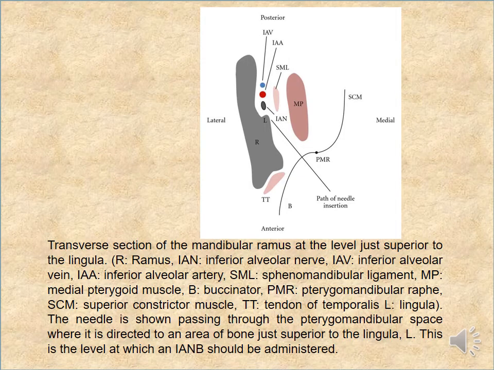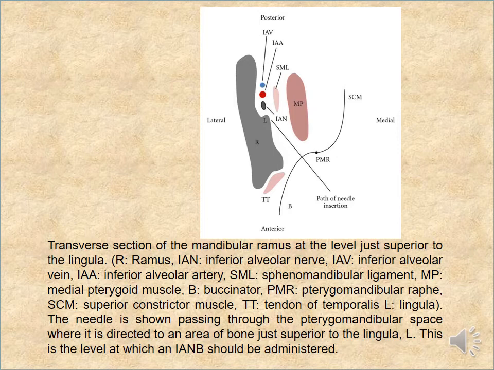This figure shows a transverse section of the mandibular ramus at the level just superior to the lingula. We see the ramus, the inferior alveolar nerve, the inferior alveolar vein, and the inferior alveolar artery.